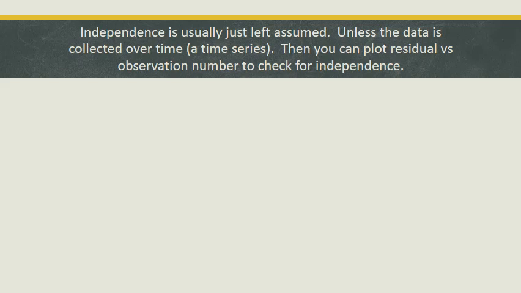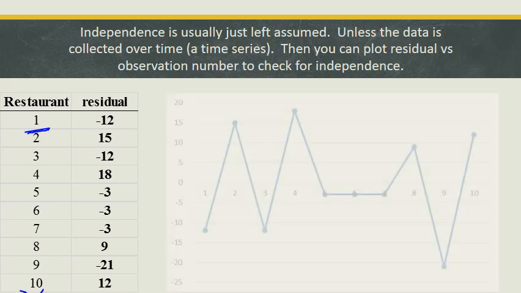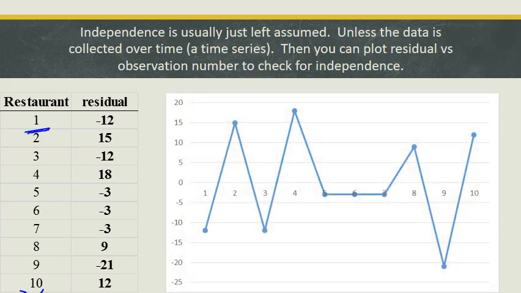We're going to plot our residuals again, but this time we're going to plot them versus observation number. You can see over on the left, I've labeled the pizza restaurants from 1 to 10, or data point number 1 to data point number 10. And we place that on the x-axis. Finally, we typically connect the points with straight lines to make it easier to follow from left to right.